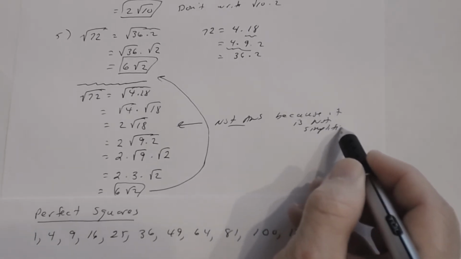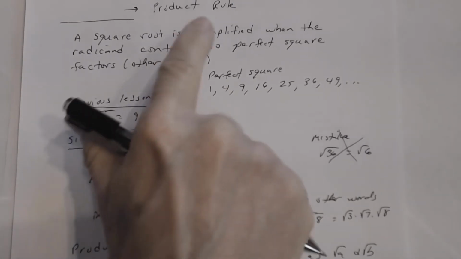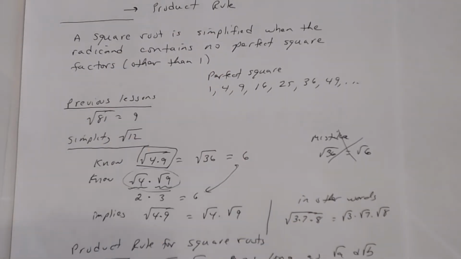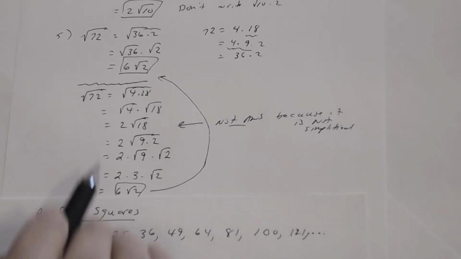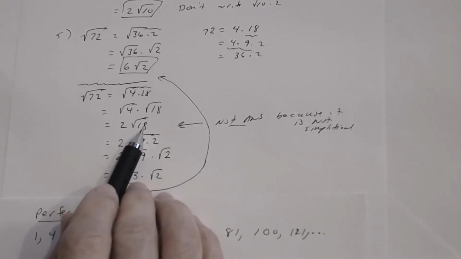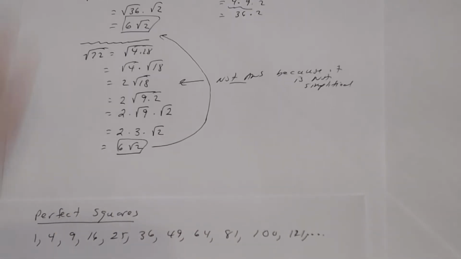All right, so remember, simplified means that the radicand must contain no perfect square factors other than 1. So notice 18, there is a perfect square that goes into 18. It's 9, so you have to go further. Okay? All right, so let's look at another one.